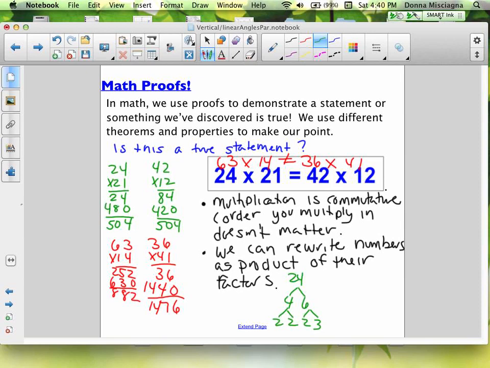Let's do the same thing with 21. Right, so 21, well, that's 7 and 3. That's their prime factors. And there are no others. Those are prime numbers. 42 is 6 times 7. 7 is prime. 6 is 3 times 2. And last, 12. I can do 3 and 4 or 2 and 6. Let's do 2 and 6. And of course 6 is 2 times 3.